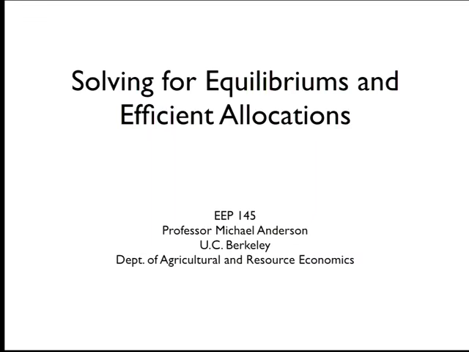So the first thing we'll talk about is solving for basically efficient allocations as well as market equilibriums. And these two things, in the simplest case, are the same, because if you don't have any externalities or market failures, then market equilibrium is an efficient allocation.